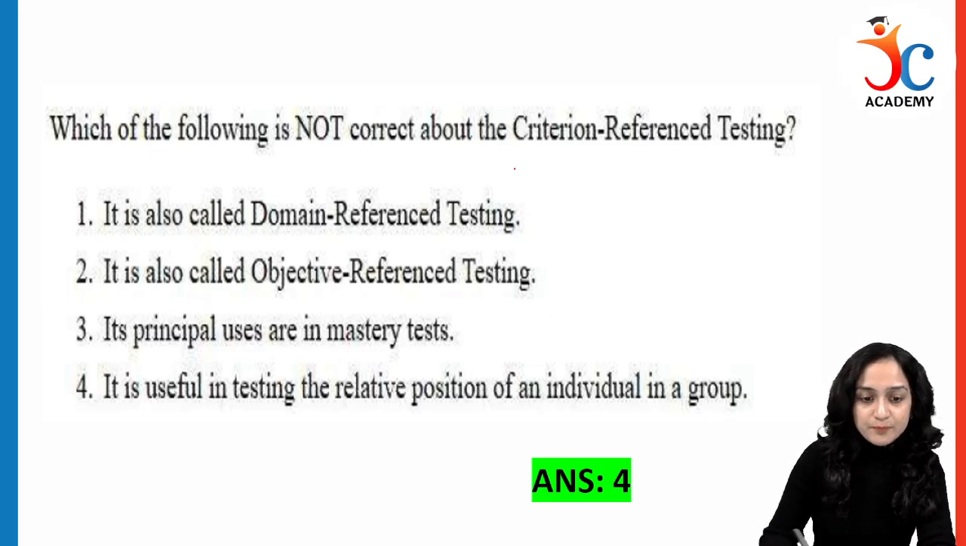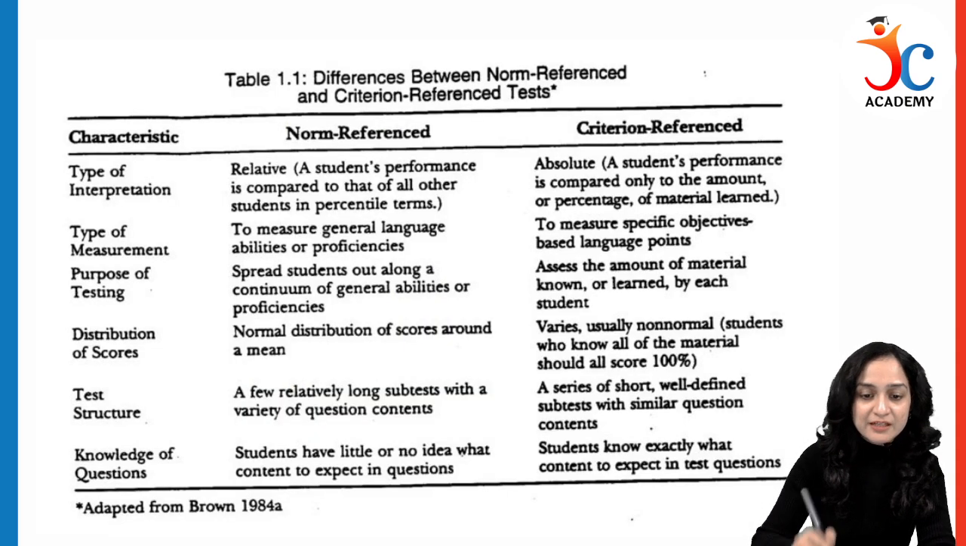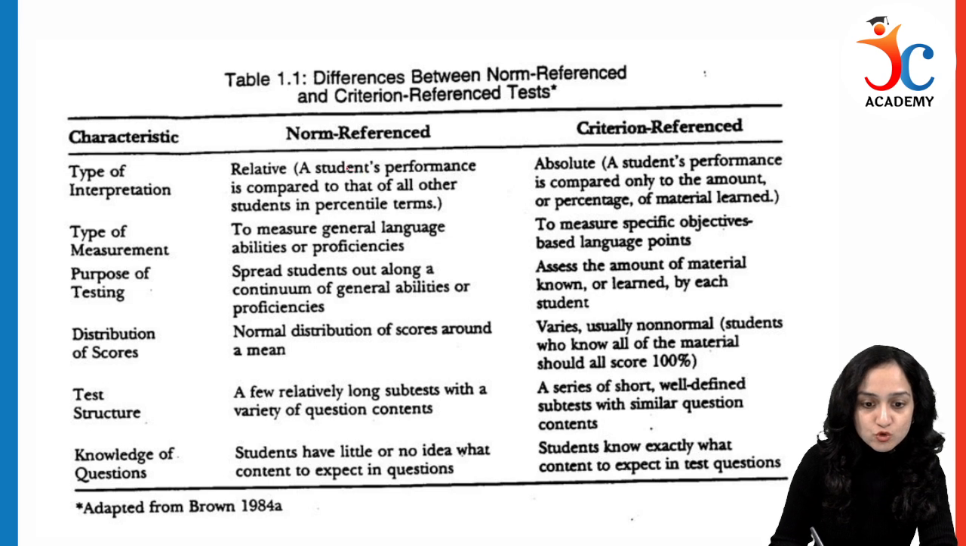Question number 1. Which of the following is not correct about the criterion referenced testing? Before solving the question, let us see the difference between norm referenced and criterion referenced test. So norm referenced is relative in nature. A student's performance is compared to that of the other students in percentile terms.